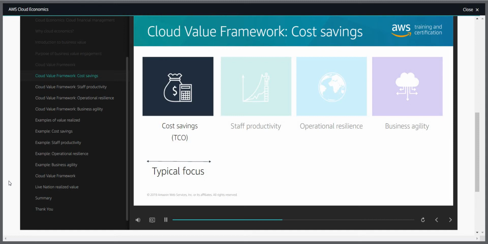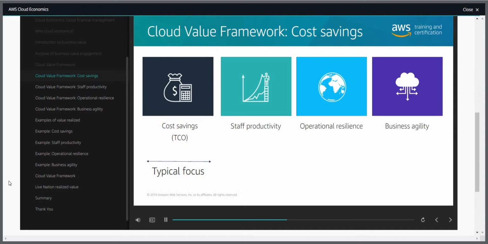While the typical focus is on cost savings, the other 3 pillars also offer compelling benefits. The true value of deploying to the cloud increases dramatically when you look at staff productivity, operational resilience, and business agility. These 3 pillars are less concrete and require more negotiation with customers to agree on the impact. But once you reach an agreement, the total impact of the 3 pillars often results in a much larger savings than the cost savings pillar.